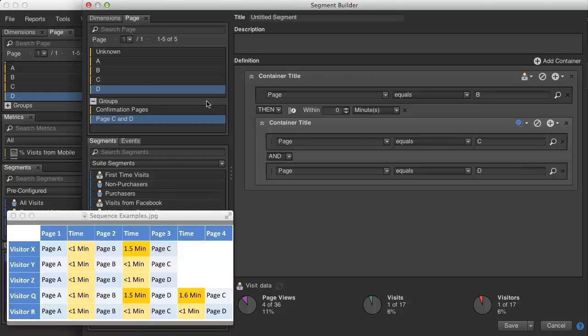I will post this online. Hopefully this helped you get familiar with some of the new functionality here within Discover, and gets you started using the segment builder and the sequencing available there. I will likely post additional examples and more complicated examples in the future.